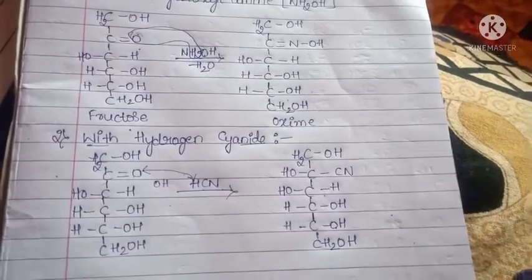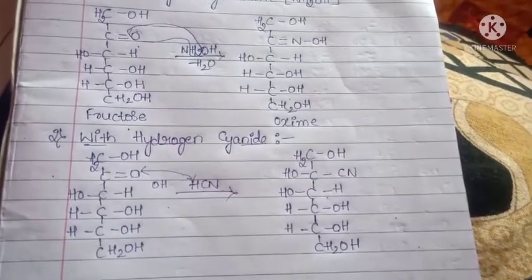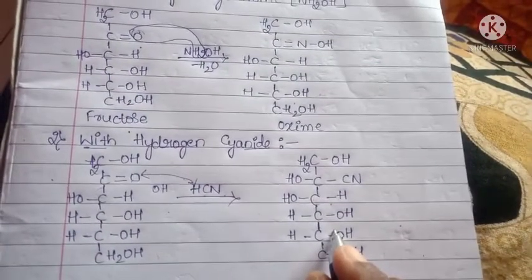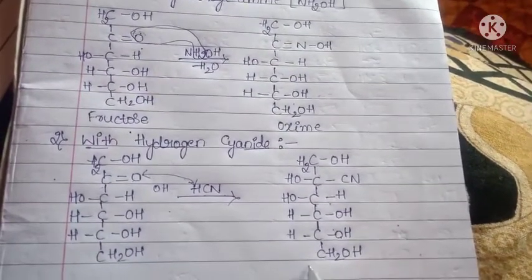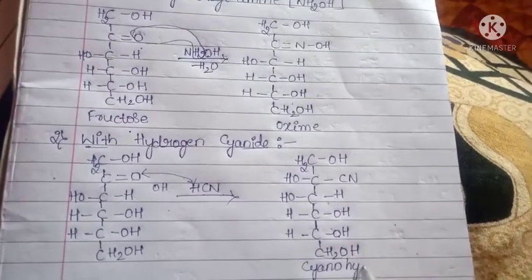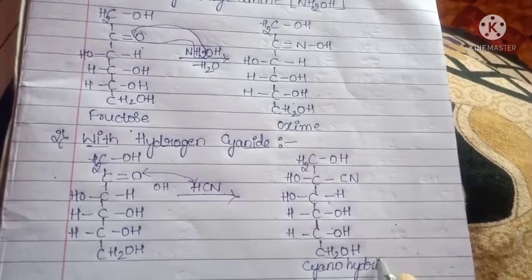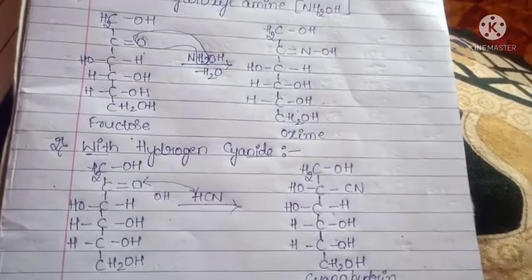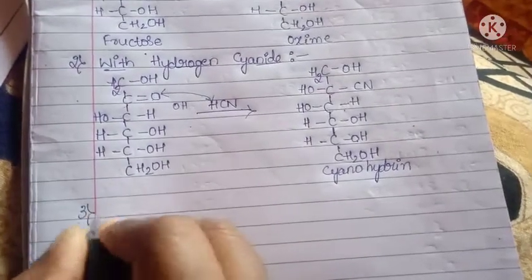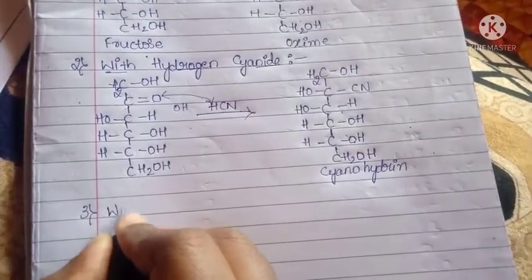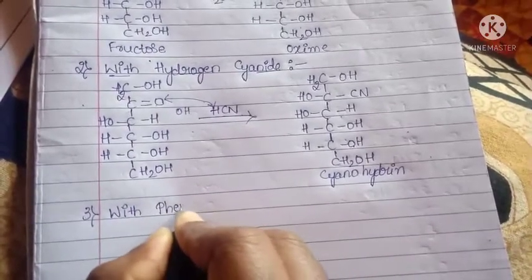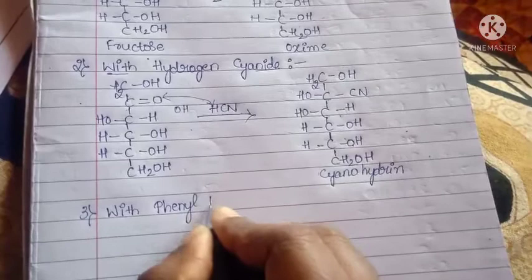This is the reaction with hydrogen cyanide. Fructose reacts with hydrogen cyanide. It gives a cyanohydrin. Okay, next, the third one is with phenylhydrazine.